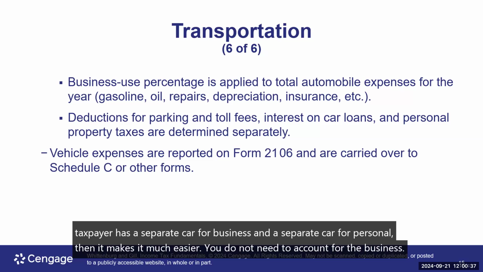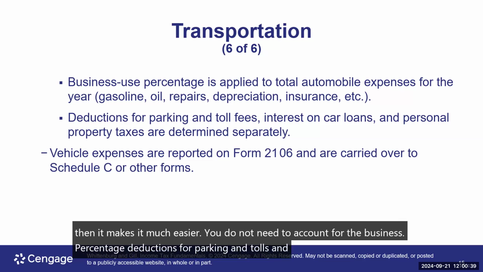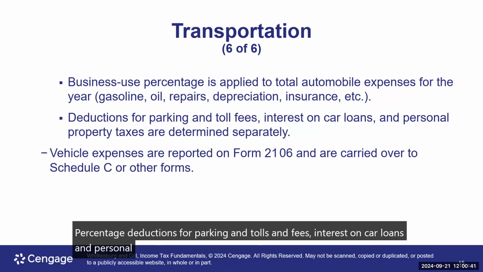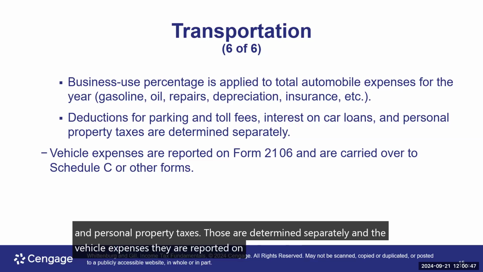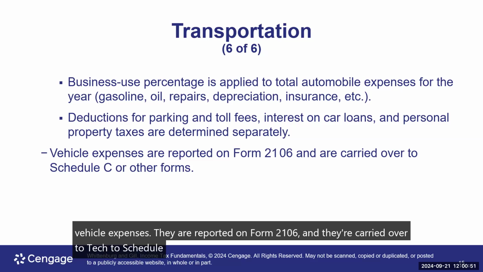Deductions for parking and tolls and fees, interest on car loans, and personal property taxes are determined separately. And the vehicle expenses are reported on Form 2106, and they're carried over to Schedule C or the other forms.